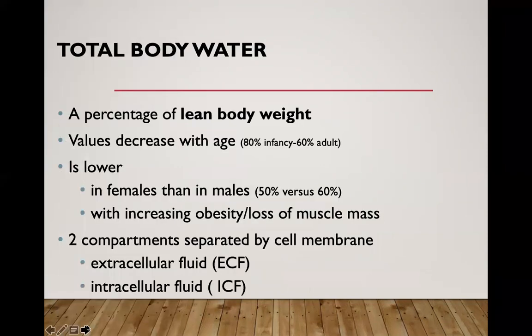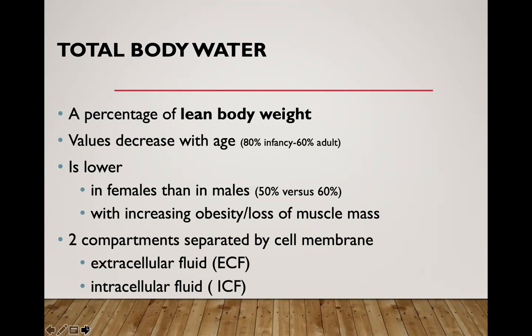So the total body water is a percentage of the lean body weight, and the value would decrease depending on the age. 80% of the total body weight is composed of water in younger patients, and 60% of lean body weight in adults. That is why babies and infants would get dehydrated easily as compared to adults. Total body water is lower in females than in males. It's around 50% in females and 60% in males. And it also is lower with increasing obesity and loss of muscle mass.